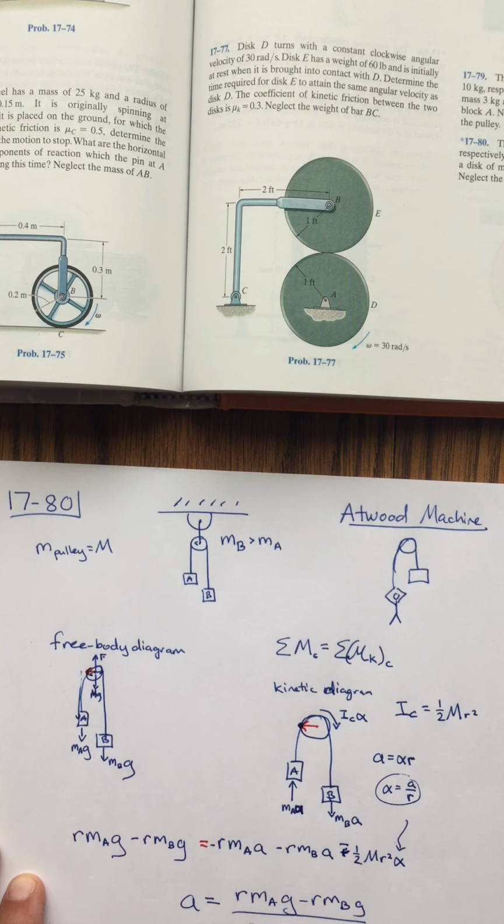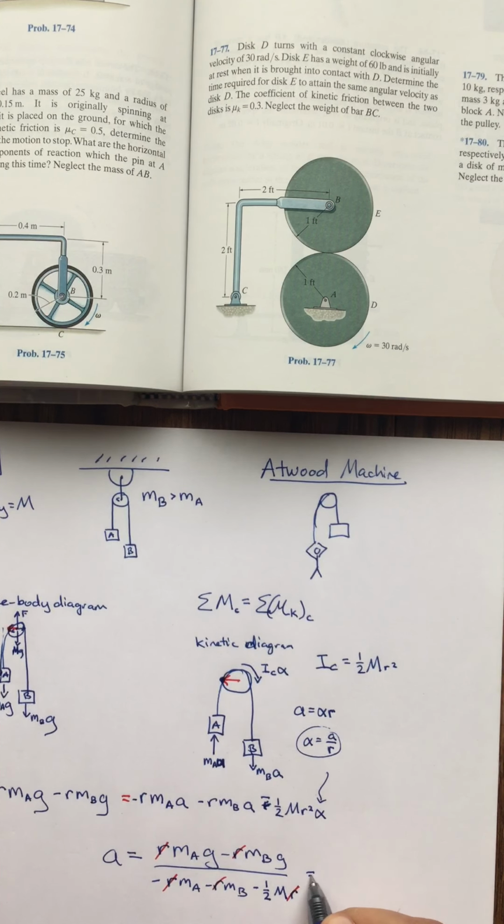Then I can cancel a lot of things out, so r, and then everything in the denominator is negative, so instead I can write this as, let's pull out the g also, and switch the signs in the numerator and the denominator, so this would be mass B minus mass A over m_A plus m_B plus 1/2 the mass of the pulley. And it makes sense to write it this way because we know mass B is greater than mass A. So this is our answer.